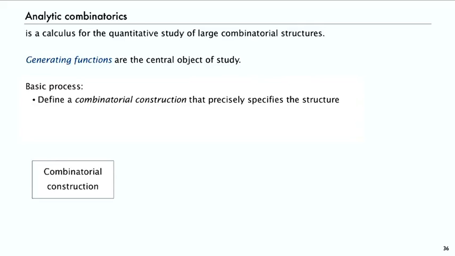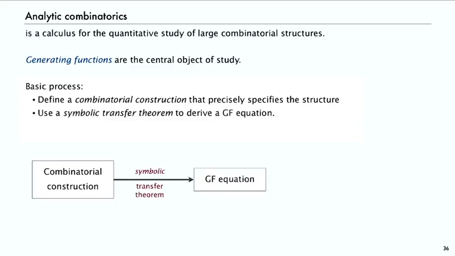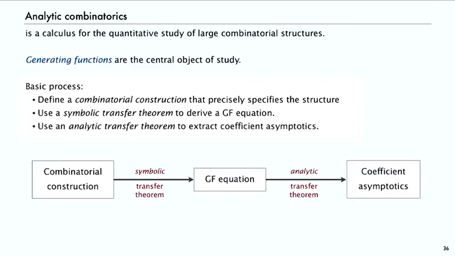First, we define what's called a combinatorial construction that precisely specifies the structure that you want to study. The second thing we do is use a symbolic transfer theorem to get a generating function equation. And then we use another, analytic, transfer theorem to extract the asymptotics of the coefficients. That's it, a three-step process. And what's important is that it's very often the case that all three steps are almost immediate.